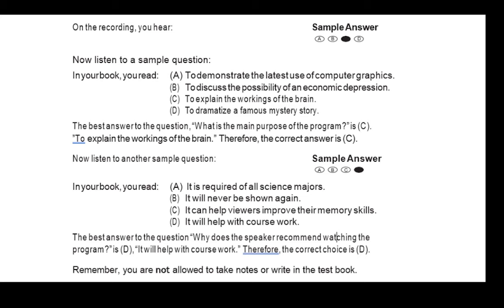Remember, you are not allowed to take notes or write in your test book. Go on to the next page.